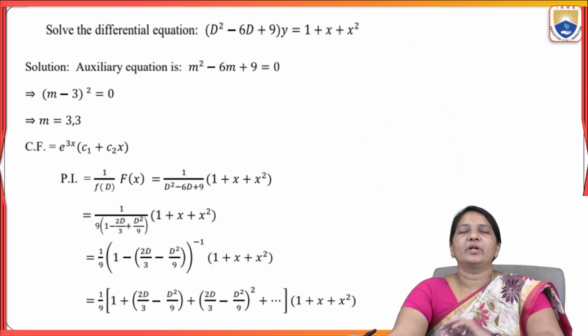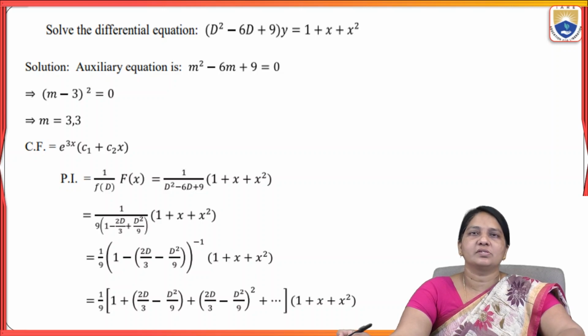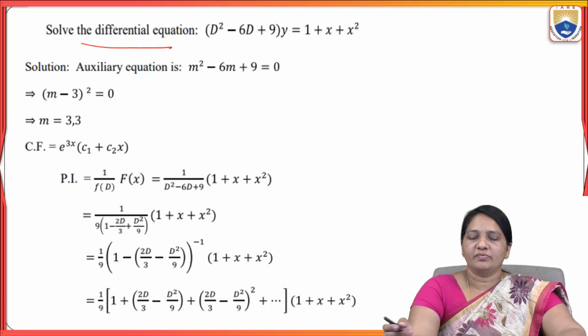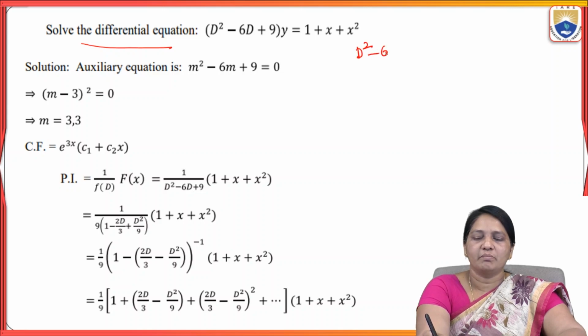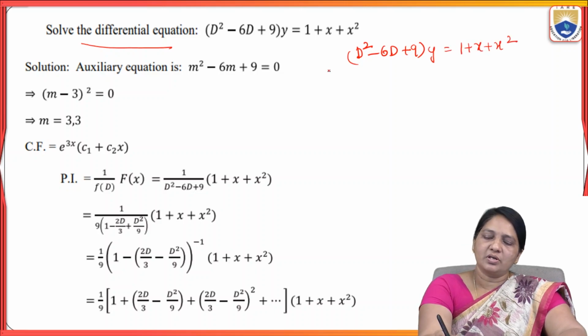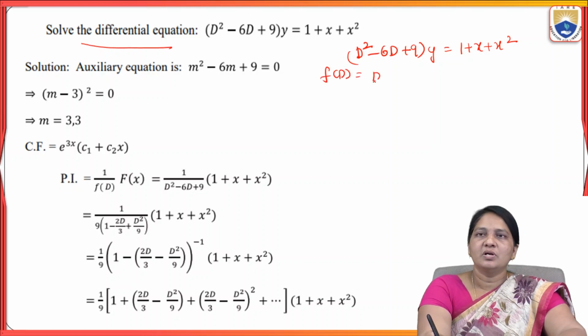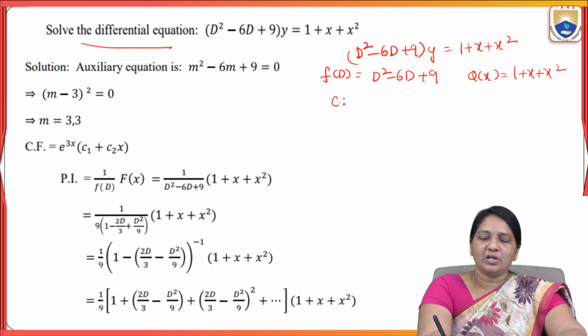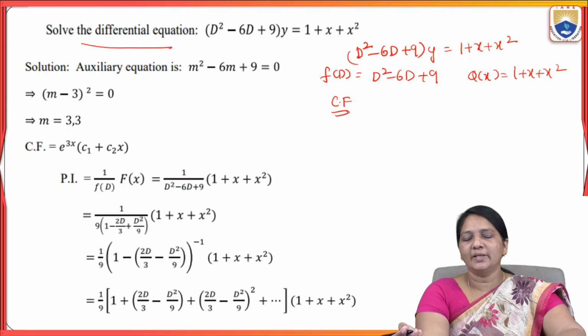We will see one more example here to get a better clarity of this procedure for the x^k case. So see the next example. Solve the differential equation. What is the differential equation? (D^2 - 6D + 9) y = 1 + x^2. So here what is f(D)? f(D) = D^2 - 6D + 9 and q(x) = 1 + x^2. So first of all we are going to calculate the complementary function by using f(D).